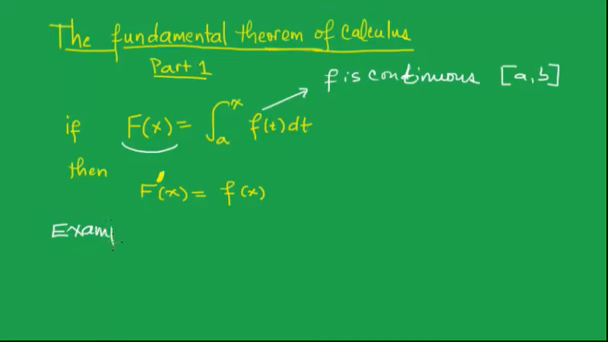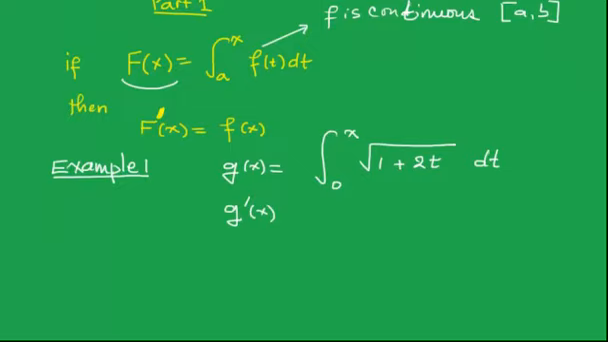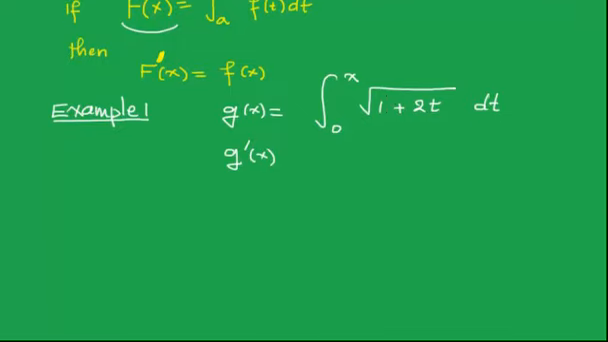Let's go over the first example. Example 1. We suppose that g of x is equal to an integral from 0 to x of the square root of 1 plus 2t dt. Now they want us to find g prime of x. Now how do we find g prime of x? The first thing is rewrite this function, and wherever you see the variable t, replace that variable with a box.